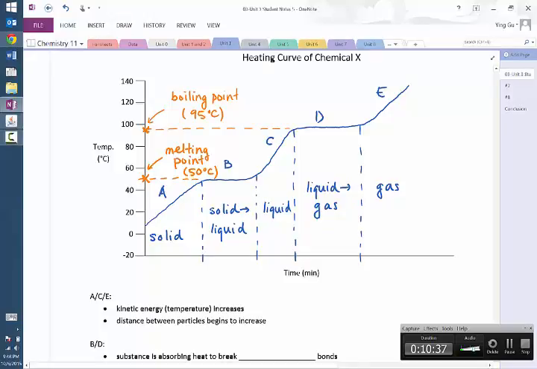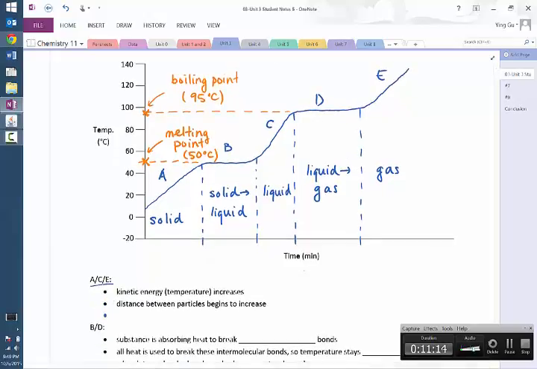Alright, so I have summarized some points down below. So parts A, C, E, this is where kinetic energy is increasing. The distance between particles begins to increase. We have a bit more movement. However, the intermolecular bonds are still intact. You can write a note for yourself. Perhaps point number 3, intermolecular bonds are still intact in these points. And of course, in these sections, we have 100% of one phase, not a mixture, because the intermolecular bonds are still intact.